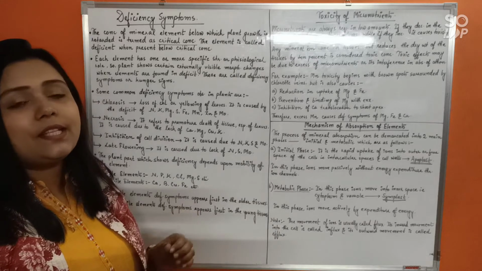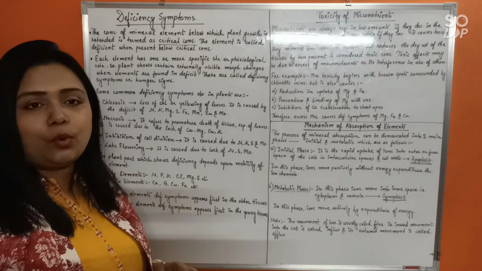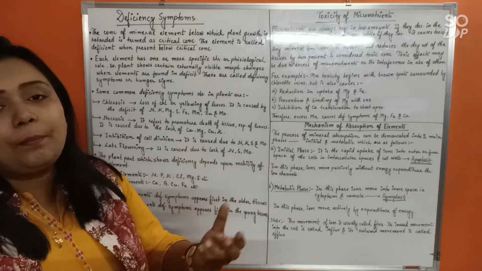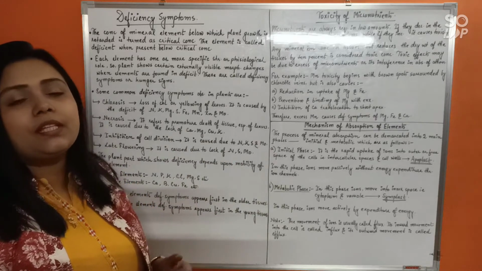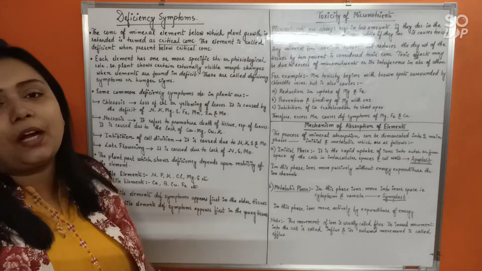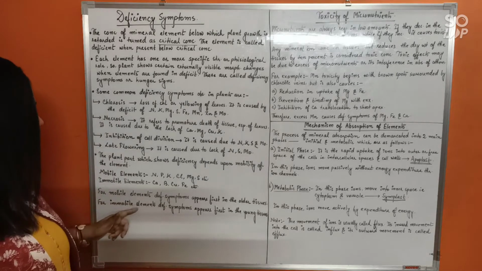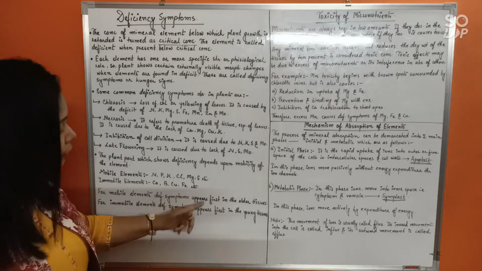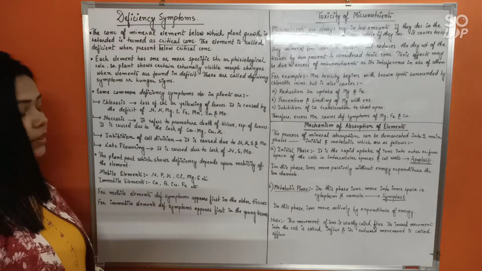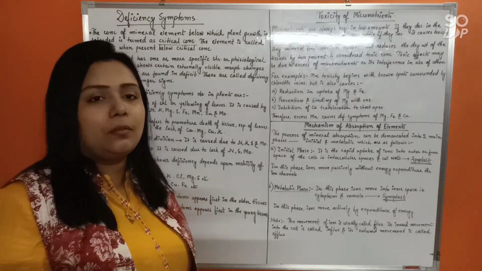Alright. But in case the element is immobile, it is already present in the old part, but due to the deficiency it might be lacking in the young parts. So for an immobile element, the deficiency symptoms would first appear in the young tissues, in the young part of the plant body. Do remember that. So see here, for mobile elements, deficiency symptoms appear first in the older tissue, whereas for immobile elements they would first appear in the young tissues. Alright. So this is all about the deficiency symptoms in the plant.